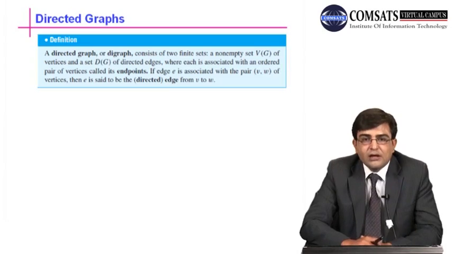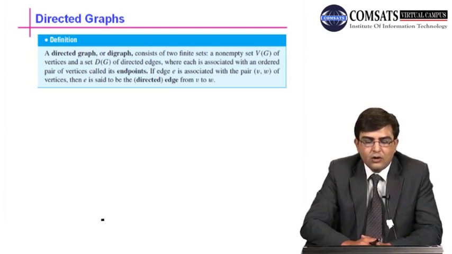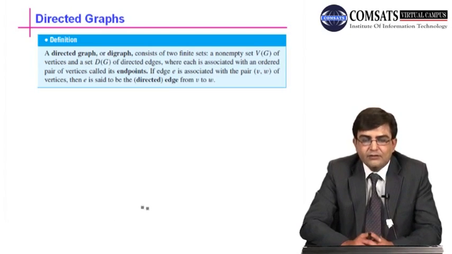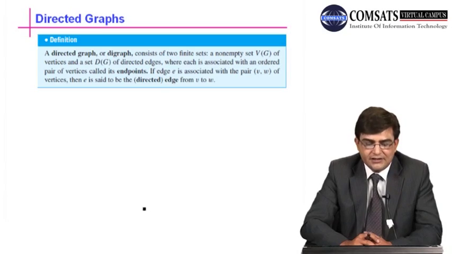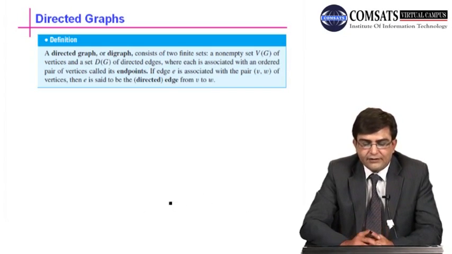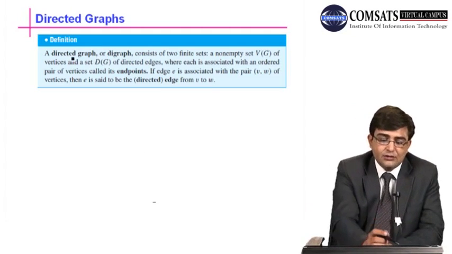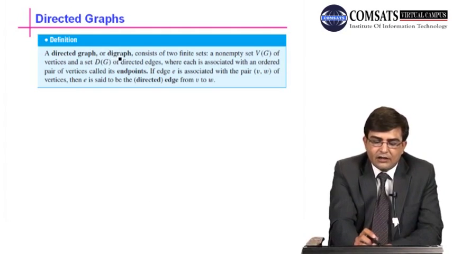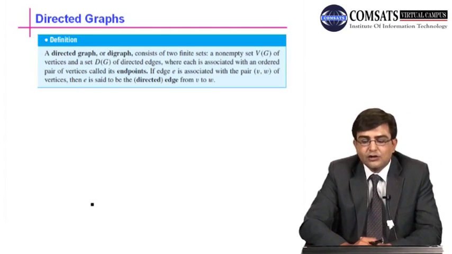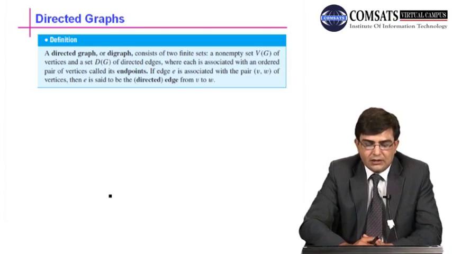Now what are directed graphs? Definition. A directed graph or digraph, we have discussed this when we discussed relations and functions. In that topic we also discussed the directed graph. Here the directed graphs are the same as those graphs. A directed graph or digraph consists of two finite sets, a non-empty set V of G, which is the set of vertices, and D of G, which is the set of directed edges.